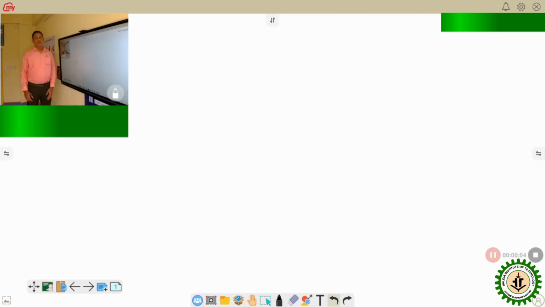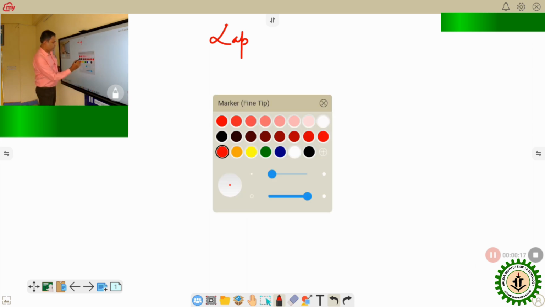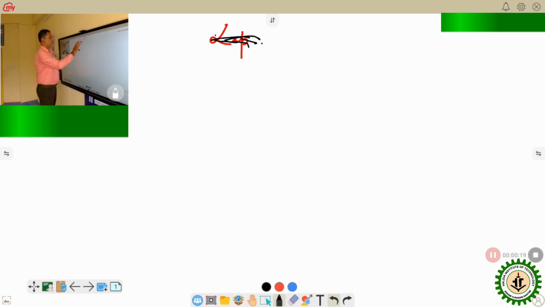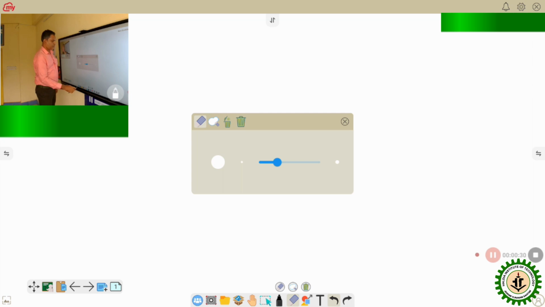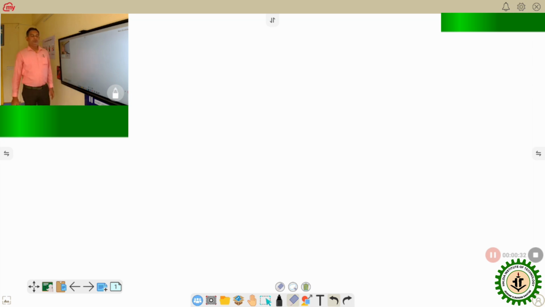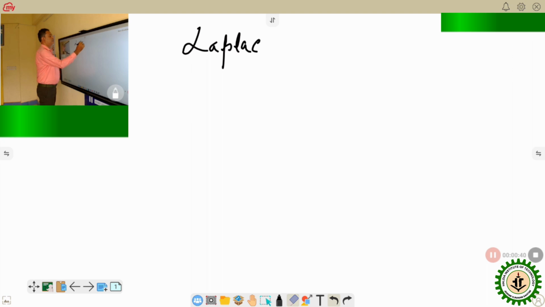Dear students, the topic of my discussion today is Laplace transform. Before going into the details of Laplace transform, I would like to give in very brief an idea of why Laplace transform is required.